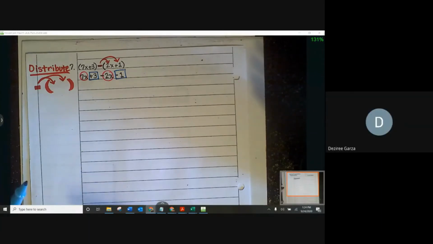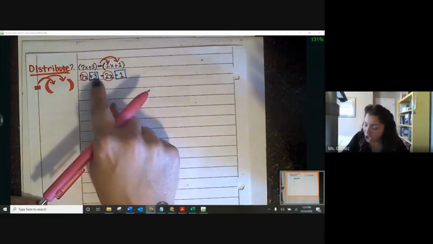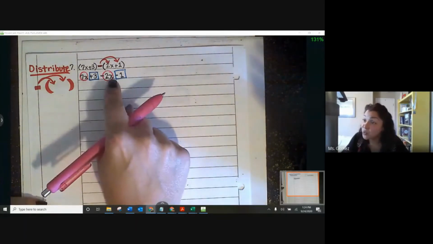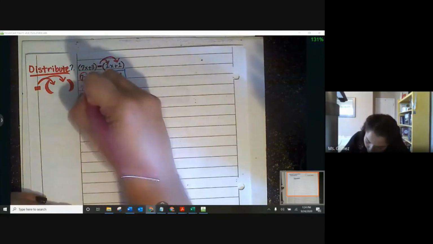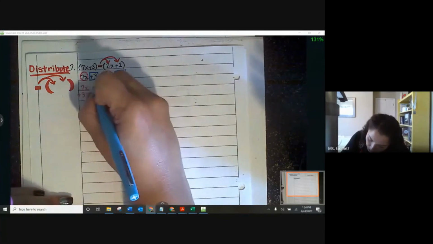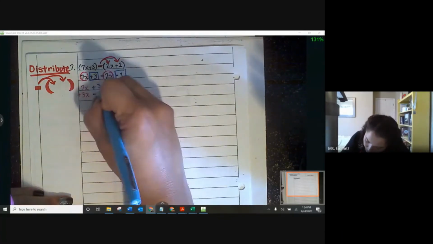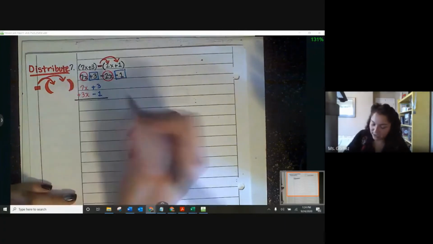The pink circles, yes, because that one has a variable. Remember, constants, those are the numbers without the variables. They go at the end. So 7x plus 3x, and then positive 3 minus 1. What's my final answer?